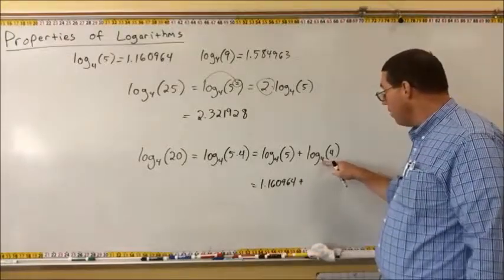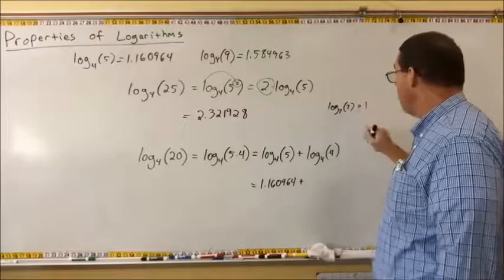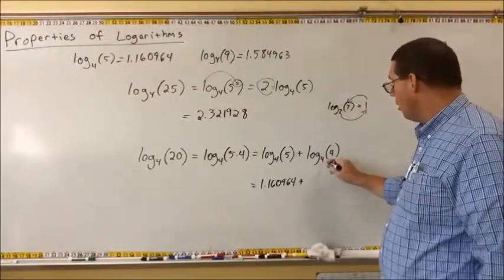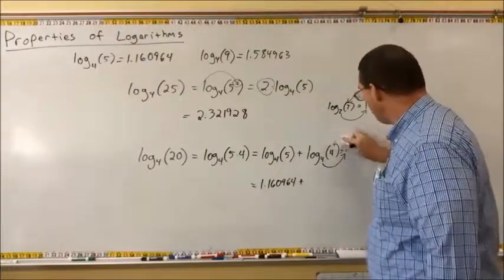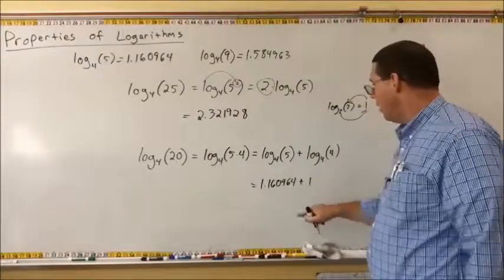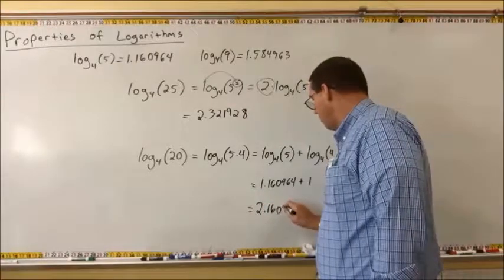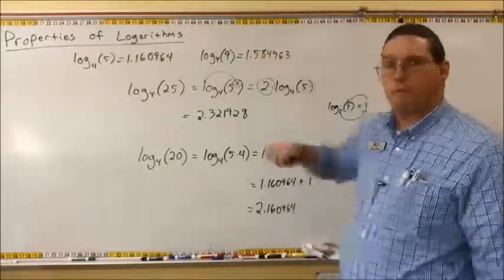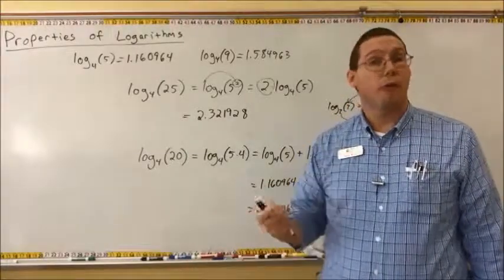But what is log base 4 of 4? Remember, whenever you have the same number here and the same number here, like log base 7 of 7, that equals 1, because 7 to the first power is equal to 7. Well, isn't 4 to the first power equal to 4? So that means log base 4 of 4 is equal to 1. So this will just be plus 1. And so then if we add these numbers together, we get 2.160964. And that's a little bit of a trick question because I didn't give you log base 4 of 4, but you have to know that log base 4 of 4 is equal to 1. And so now you'll know that as a trick too.